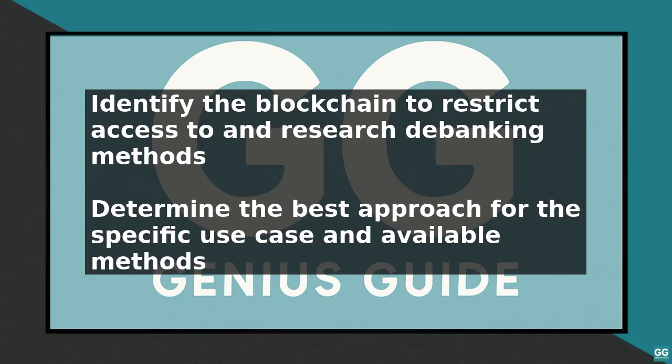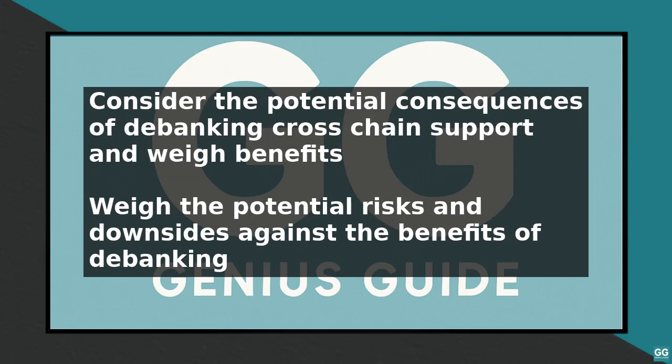Next, research the available debanking methods such as smart contracts or protocol updates. Then determine the best approach for your specific use case. Consider the potential consequences of debanking cross-chain support, such as disrupting user activity or affecting the overall ecosystem. It is essential to weigh the benefits against the potential risks and downsides.